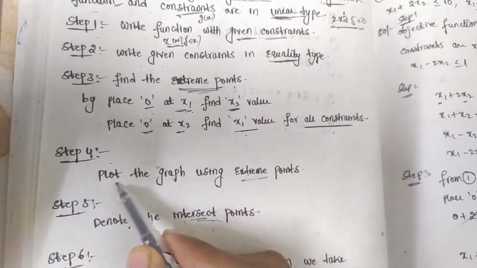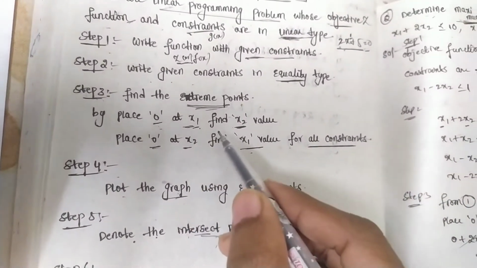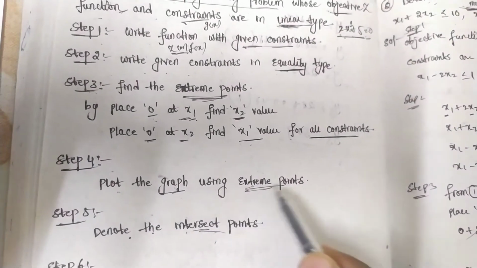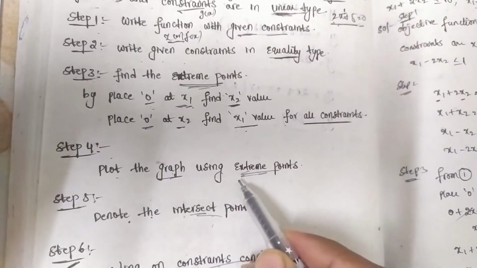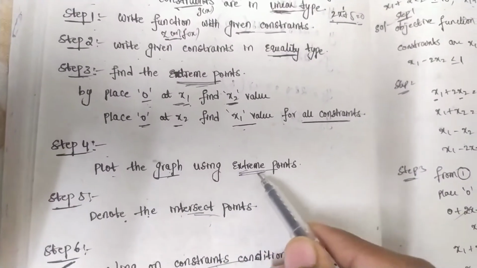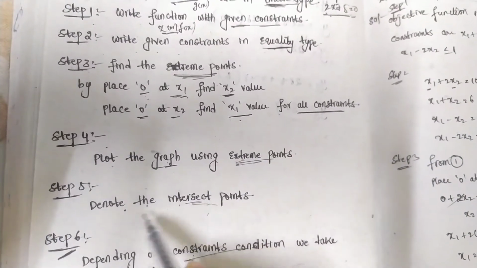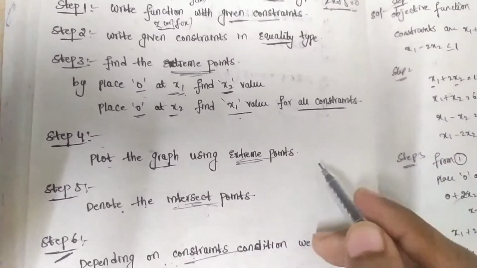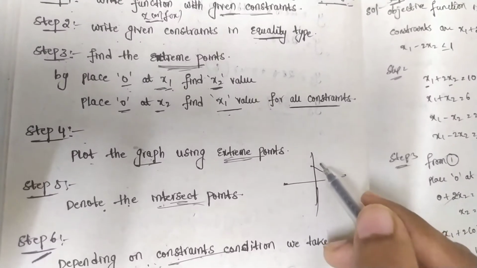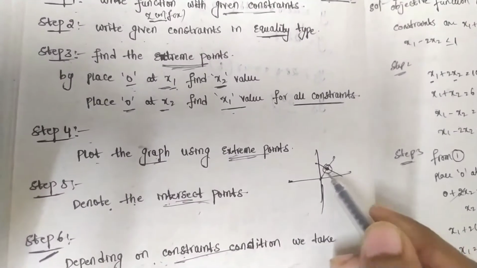In step 4, we have to plot the graph using extreme points. The extreme points obtained from all the constraints have to be plotted in the graph. After plotting the extreme points, we join the points with lines and extend the lines. Then you have to denote the intersection points of the lines. For example, here this line and this line intersect, and you have to denote the intersecting point like this.